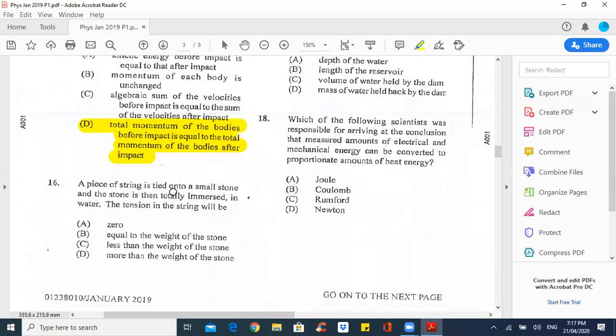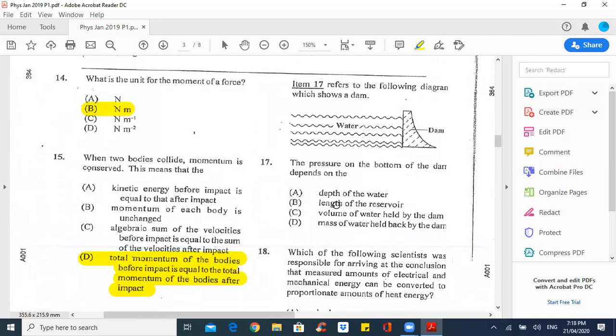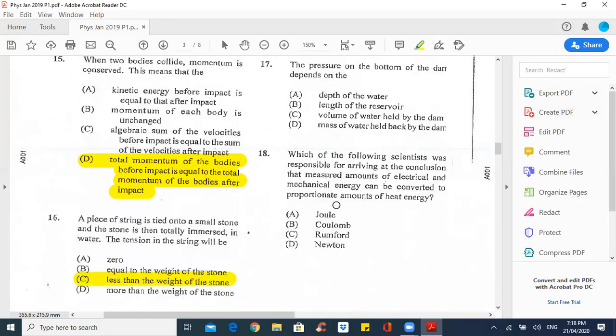A piece of string is tied onto a small stone, and the stone is then totally immersed in water. The tension of the string will be less than the weight of the stone. This was a repeat question as well. Because when you put the stone in the water, due to Archimedes' principle or the law of buoyancy, the weight of the stone will be opposed by the upthrust force in the water. So that's what causes it to partially float to some extent. So number 16 is C.